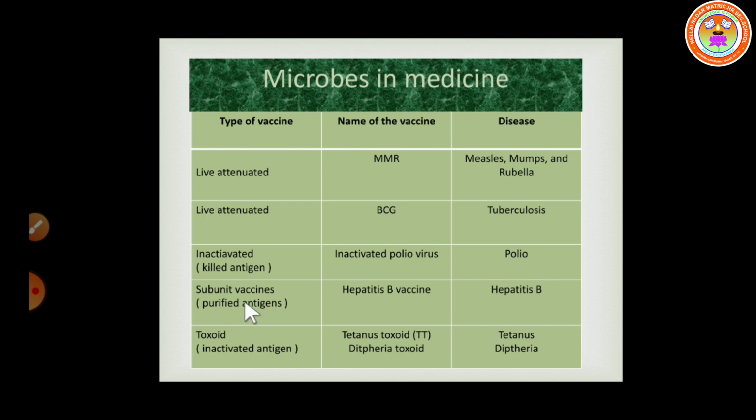Next are subunit vaccines, that is purified antigens. From the purified antigens, the vaccine produced is the hepatitis B vaccine, against the disease hepatitis B. Then toxoid, that is inactivated toxin. The name of the vaccine is TT, which we commonly call TT, tetanus toxoid, against the disease tetanus. Then again diphtheria toxoid against the disease diphtheria. Are you clear?